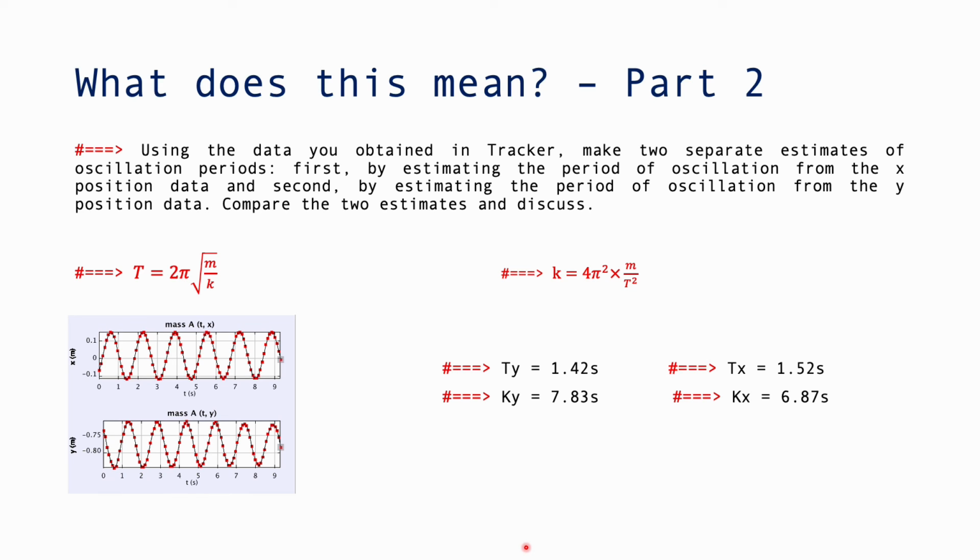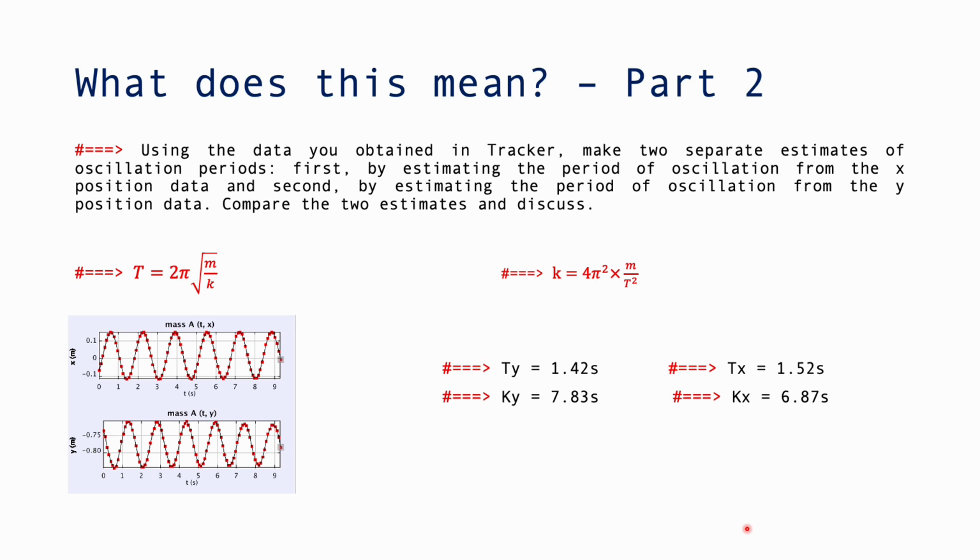Now finally, to estimate the period of oscillations, we used the graph made by Tracker and recorded the time per oscillation by looking at the values right here in each oscillation and the time in each oscillation. Then we used this period to estimate the spring constant using this formula, and we can see there is a difference between the two oscillation periods in X and Y, and therefore there's a discrepancy in spring constants.